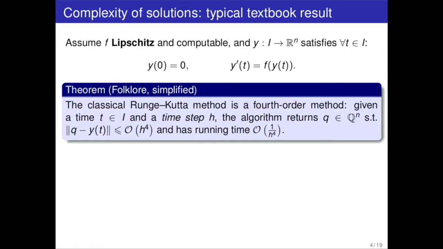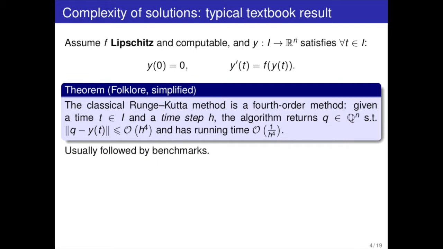Okay, so what does that mean? It means that when h is very small or tends to 0, then your method is correct. Eventually q is going to converge to y of t. And usually this is going to be followed by benchmarks to show that the method not only works, but it's also practical. It works pretty fast on practical examples. And that's precisely what that big O means.